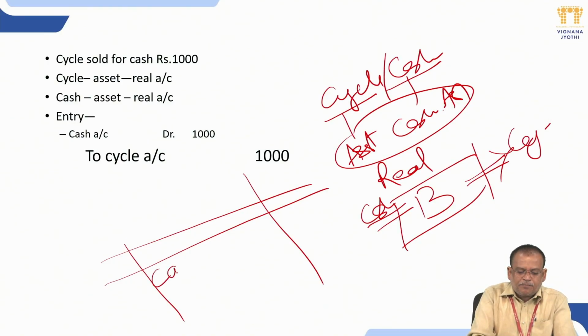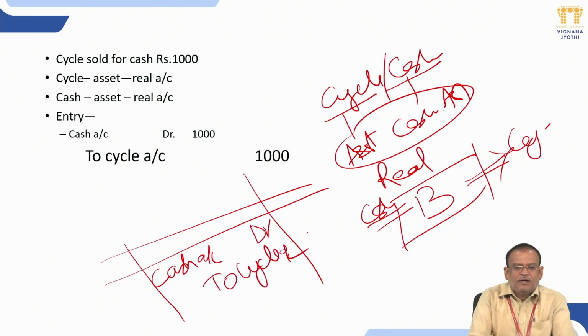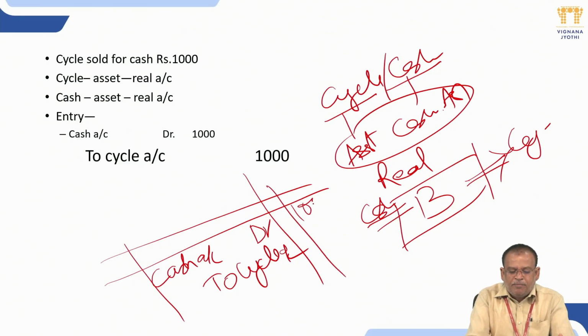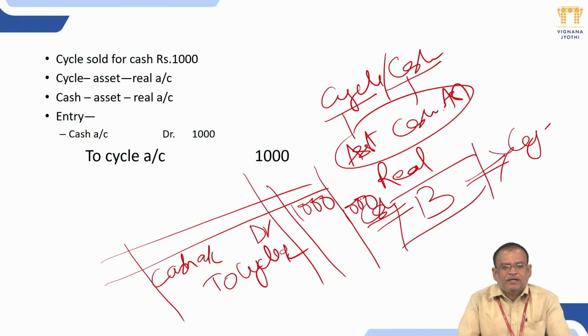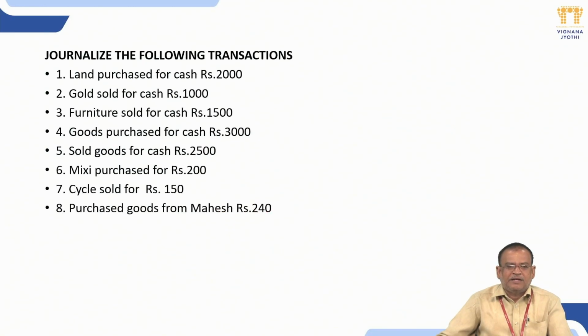Cash account debtor to cycle account. In the debit column 10,000, in the credit column 10,000. Like this, we write all journal entries by applying the real account rules. So like that, follow the procedure.